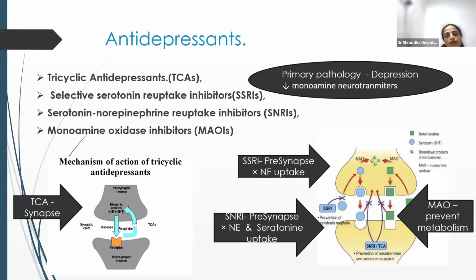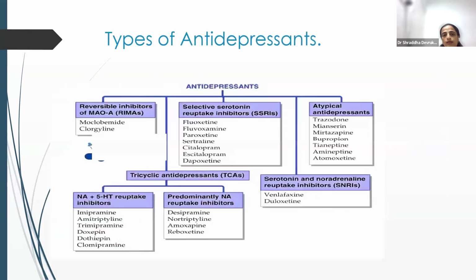Tricyclic antidepressants inhibit the reuptake of these amines which are secreted at the synaptic level. Selective serotonin reuptake inhibitors act at the pre-synapse. Some drugs inhibit norepinephrine uptake, and combined serotonin and norepinephrine reuptake inhibitors inhibit both, again at the pre-synapse level. And there are MAO inhibitors which prevent degradation of the monoamines which are formed. All this in total helps in preserving your amines at the place.